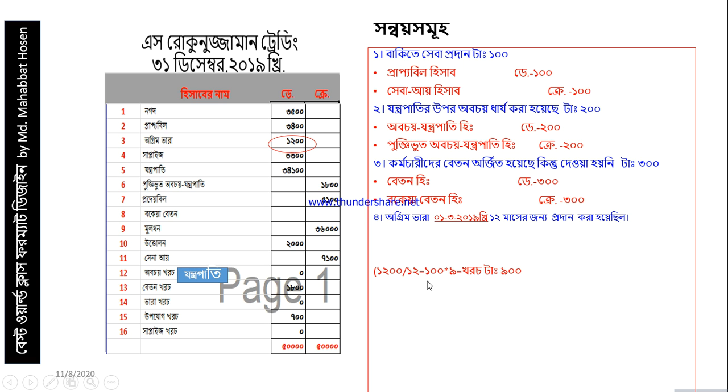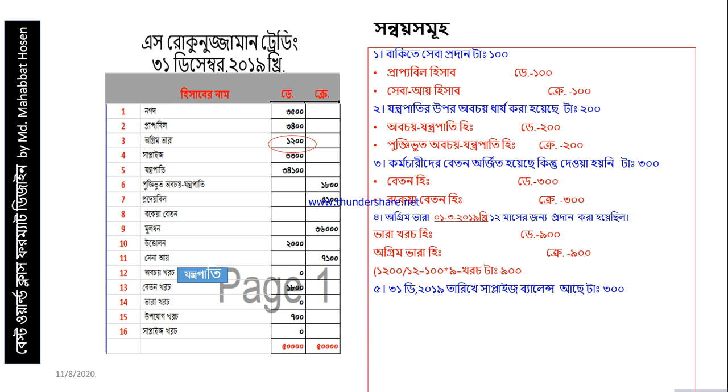1200 divided by 12 equals 100. So for 9 months it will be 900 taka. So the journal entry will be rent expense debit 900 and advance rent will decrease. That means it is an asset, and the asset has decreased by 900 taka. We know very well, if any asset comes into the business it will be debit, if any asset goes out from the business it will be credit. So the asset of 900 taka has gone out. This is why we have to credit advance rent by 900 taka. So rent expense debit and advance rent will be credit 900 taka.